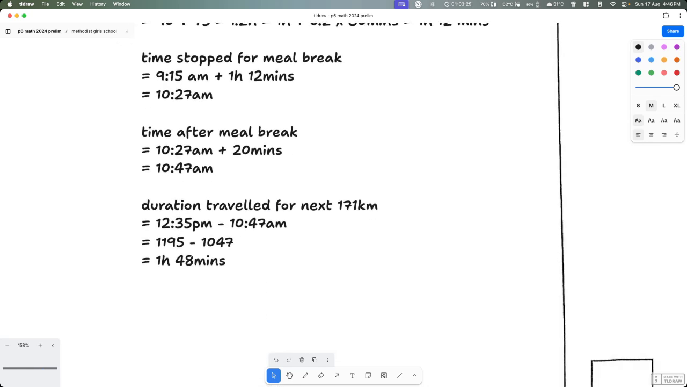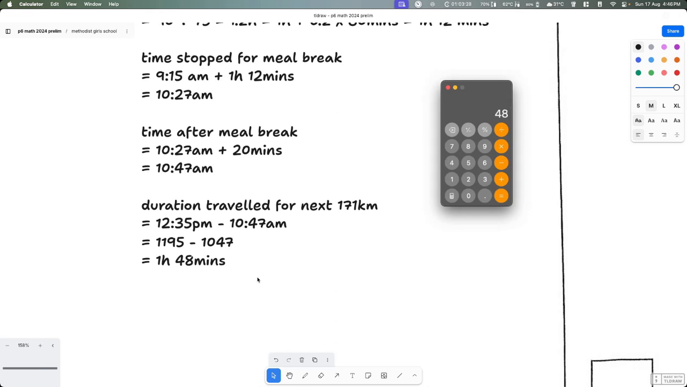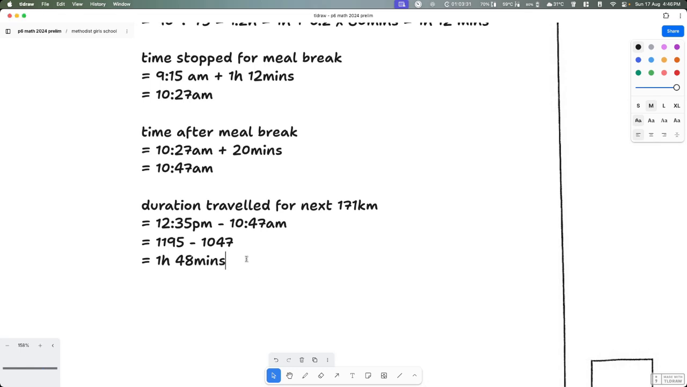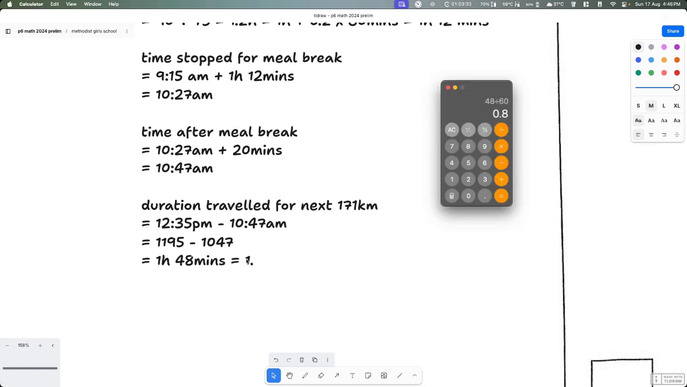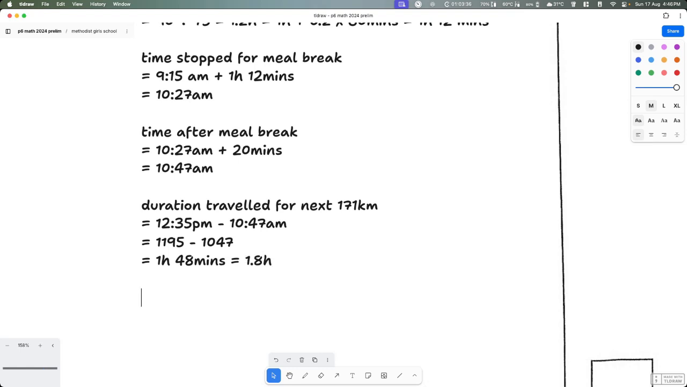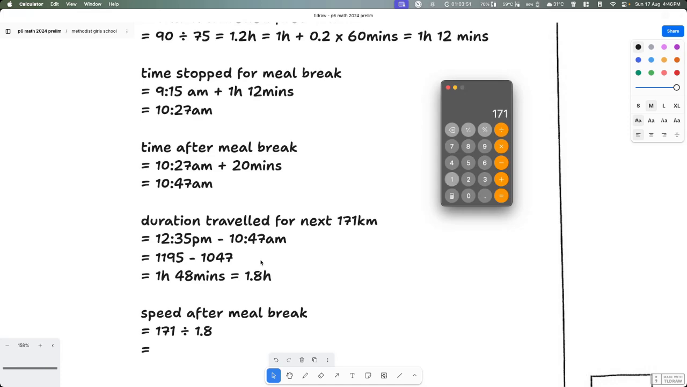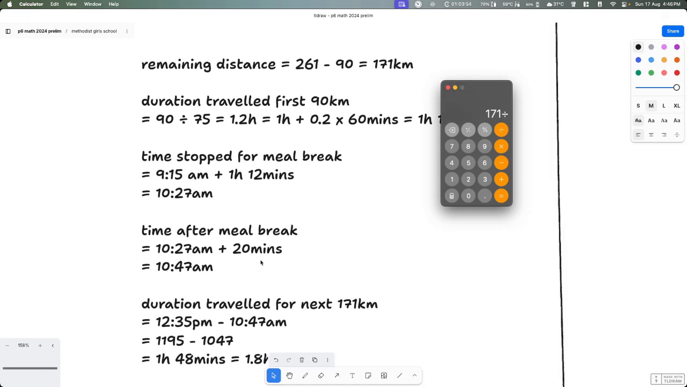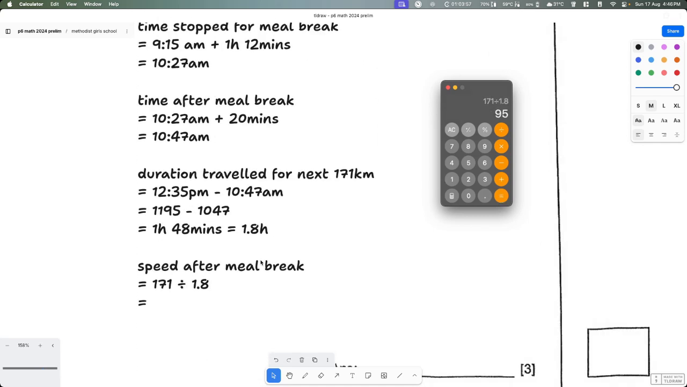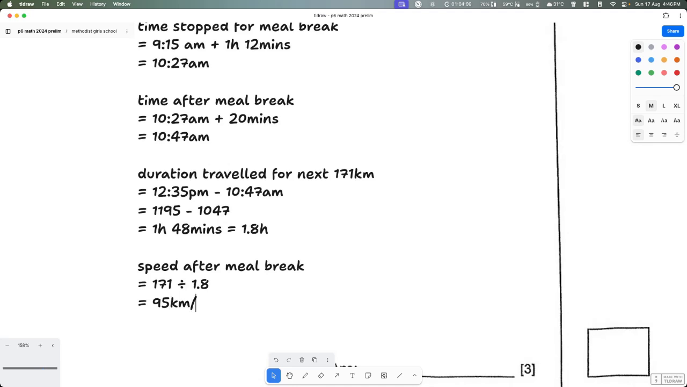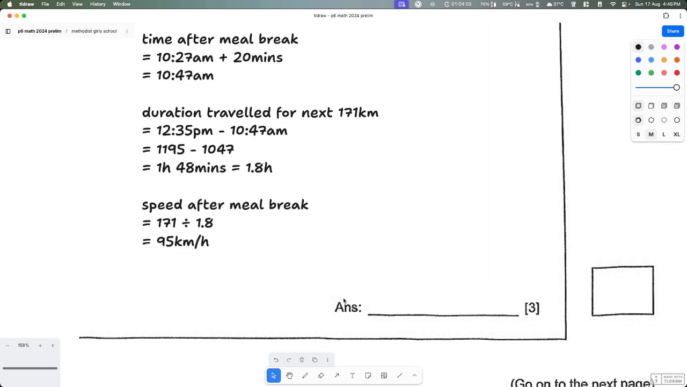So 1 hour 48 minutes is equal to 1 plus 48 divided by 60, which is 0.8, right? So 1.8 hours. So the speed after the meal break is equal to 171 divided by 1.8, which is equal to 95 kilometers per hour. There you go. So the answer is 95 kilometers an hour.